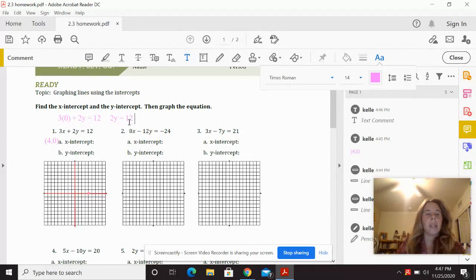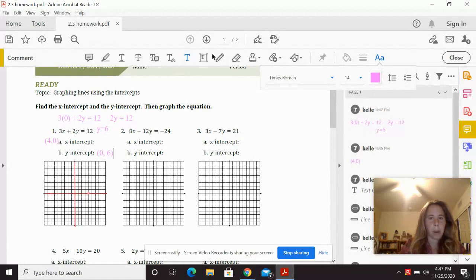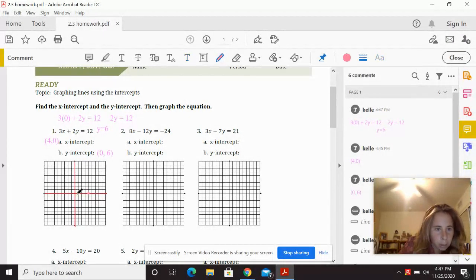2y equals 12. So then last step to find y, you're going to divide both sides by 2. 2 divided by 2 is 1, which is just y. And then 12 divided by 2 is 6. All right, so your y-intercept is x is 0, y is 6. So 0, 6. 1, 2, 3, 4, 5, 6. Oh no, that is right.